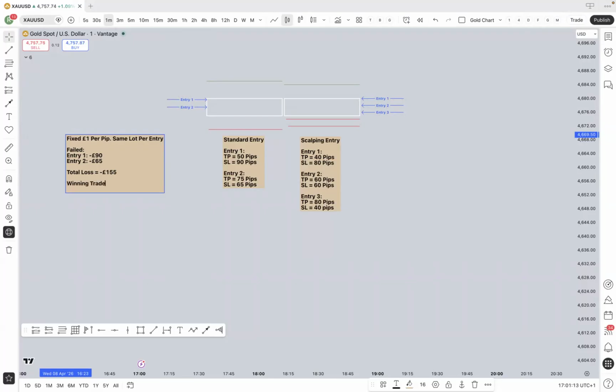If this is a winning trade, entry one will obviously give you £50 win. Entry two will give you a £75 win.